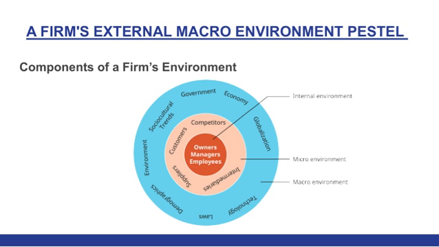First, the political aspect involves government policies, stability, and regulations that can either support or hinder business operations. Next, the economic factors include things like inflation rates, economic growth, and currency stability, all of which impact consumer purchasing power and overall market conditions.